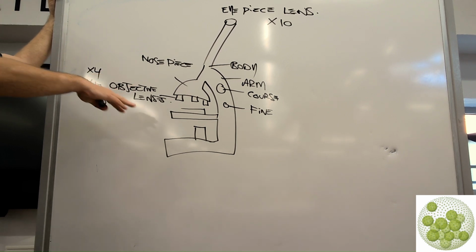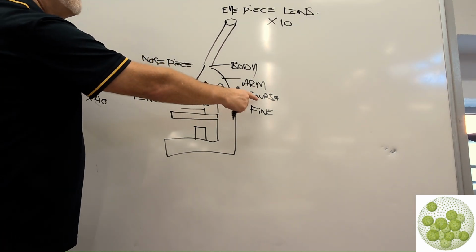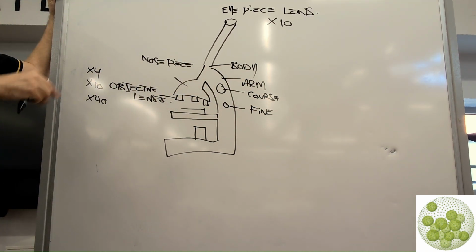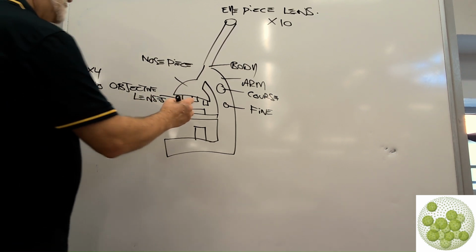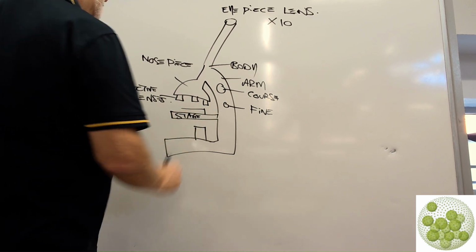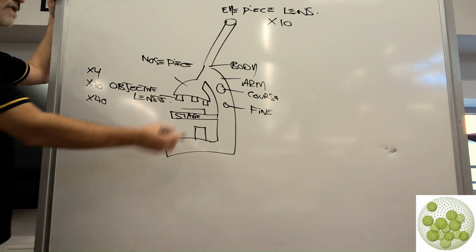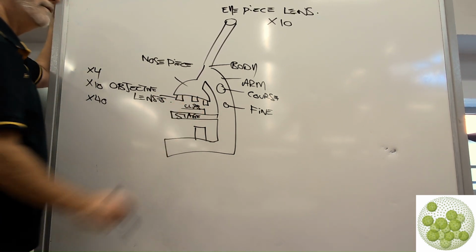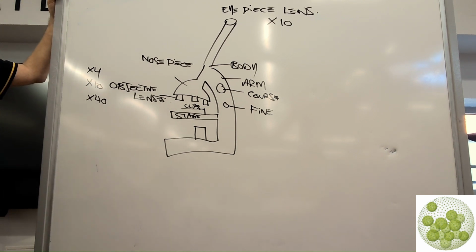So normally you get pretty close to the image or the focus with the coarse focus, and then you do small changes with the fine focus to bring the image into perfect focus. Okay? This bit here is called the stage. Right? And on the stage there are clips. And those clips hold the slides in place.